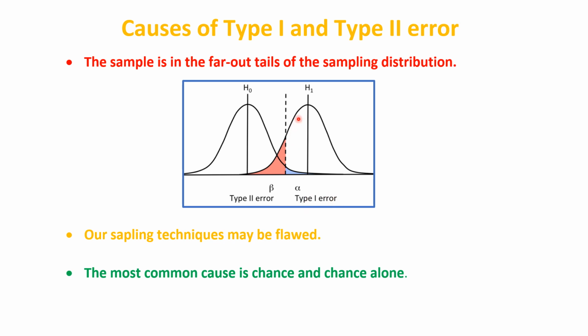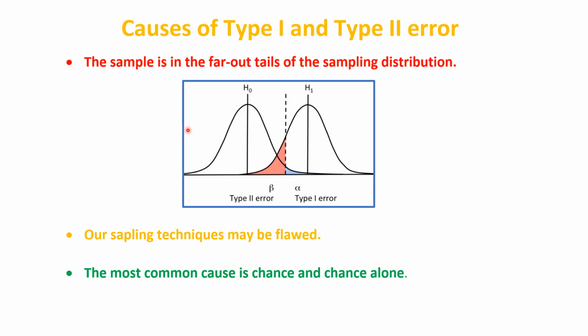The second example: the lot is already shifted. Now you are taking the sample from this red area and you are concluding. These samples are okay because they are lying in this region, whereas the actual lot is not okay, it is already shifted. So you committed a B error, beta error, or the type 2 error.